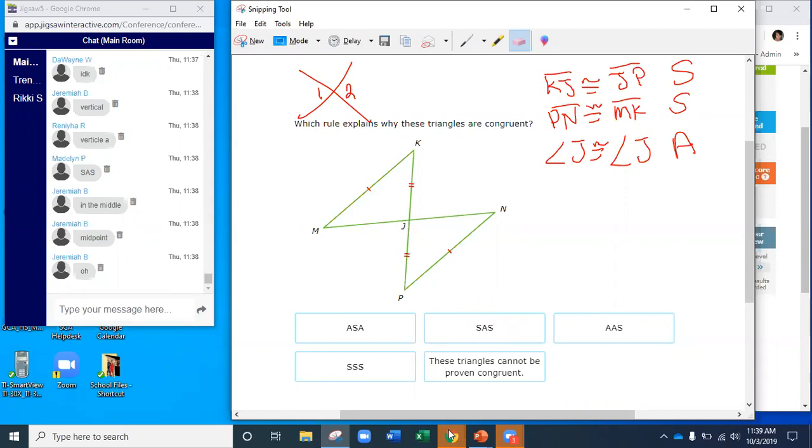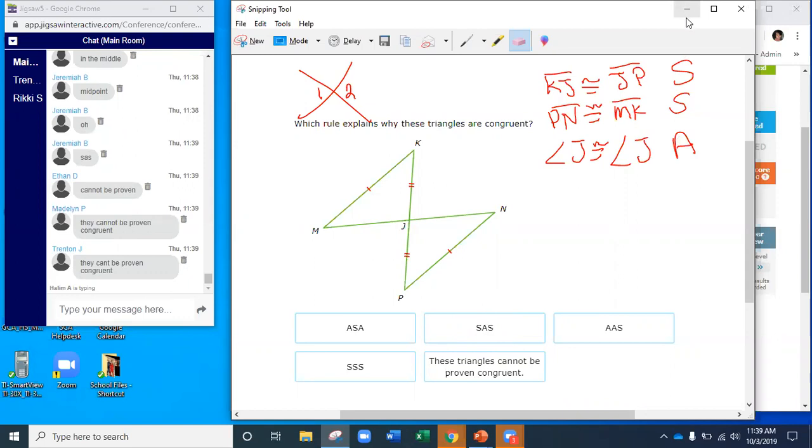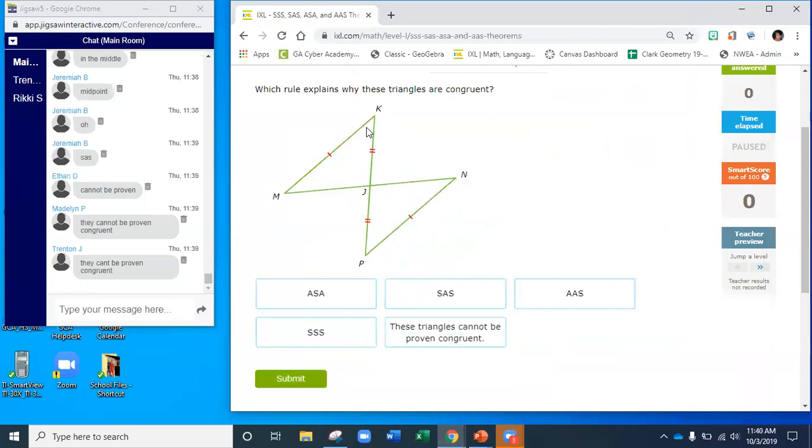So what do we have to answer here? We don't have one that matches this one. The angle has to be in the middle of the two sides for this one to work. So what do you think our answer has to be here? We just said that won't work, Jeremiah. Yeah, it cannot be proven. We can't use side angle side because the angle is not in between our two congruent sides.